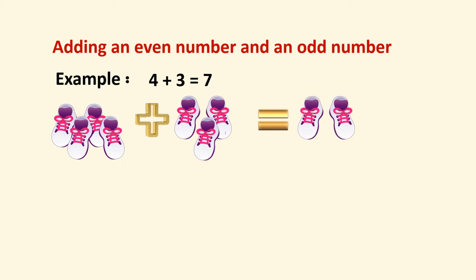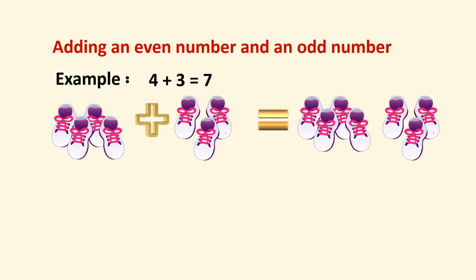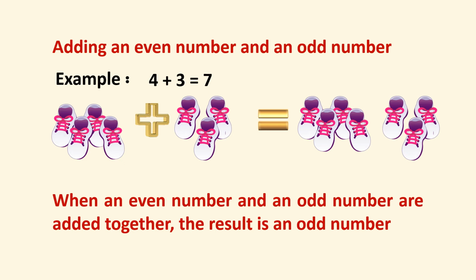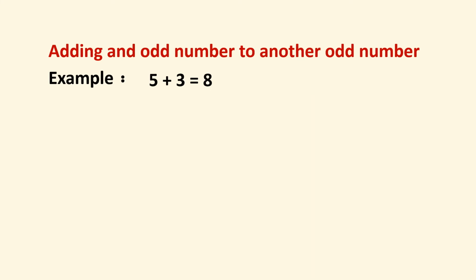Equals 7 means I have got 3 pairs of shoes and 1 half a pair. That means 7 is also an odd number. So here what has happened? I have added an even number to an odd number. The result is also an odd number. Therefore, I can say when an even number and an odd number are added together, the result is an odd number. Right, we'll consider another one.